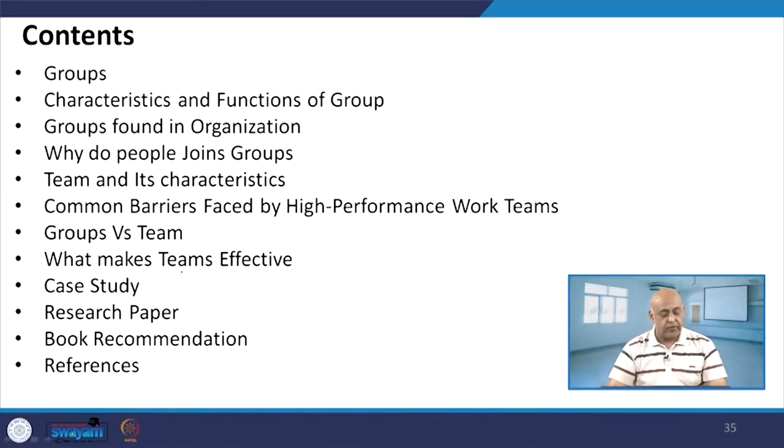We have to also understand first what is the difference between the group and team, right? So when we talk about groups, the characteristics and functions of group, the groups found in organization, why do people join group, and then team. And then we will talk about the team, because we are talking about the conversion of the group into team. So, team and its characteristics, common barriers faced by high performance work teams, then group versus team, what makes the teams effective, the case study, research paper, book recommendation and the references as usual.